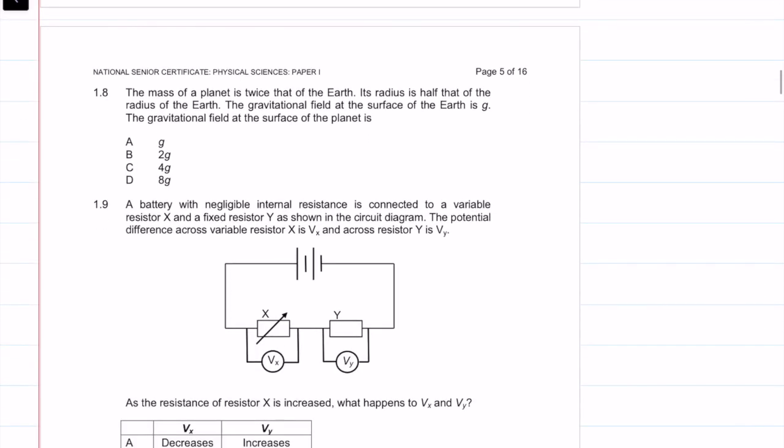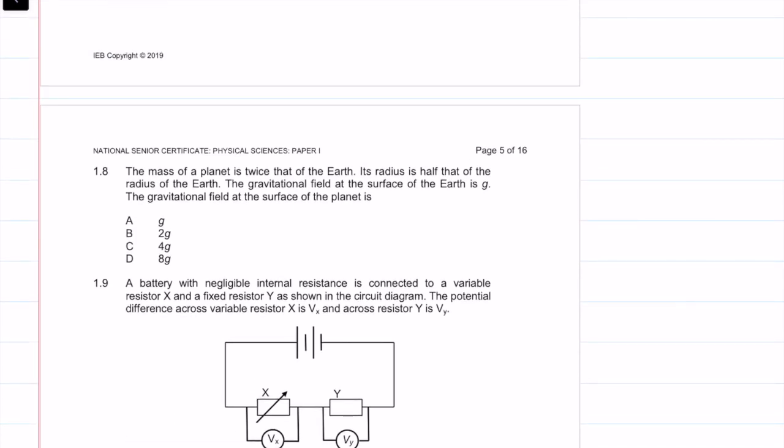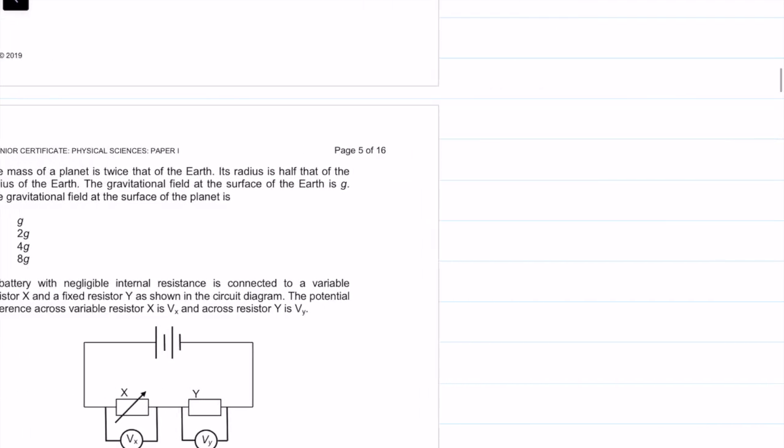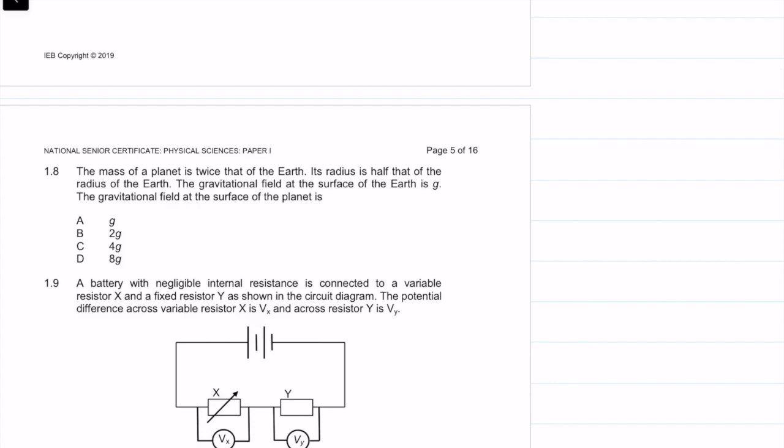Okay, so the mass of a planet is twice that of Earth. Its radius is half that of the radius of the Earth. The gravitational field at the surface of the Earth is g; what is the gravitational field on the surface of the other planet? Once again, we know our equation for the gravity on Earth is going to equal our gravitational constant times the mass of Earth over the radius of Earth squared. Okay, so let's say that's for Earth.